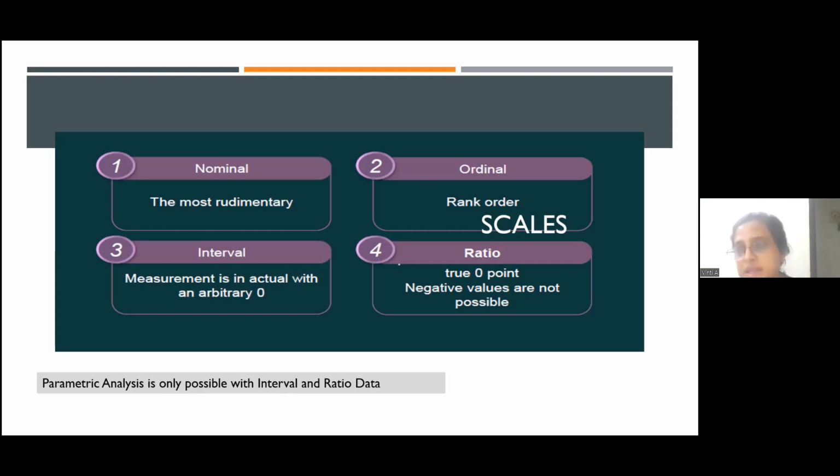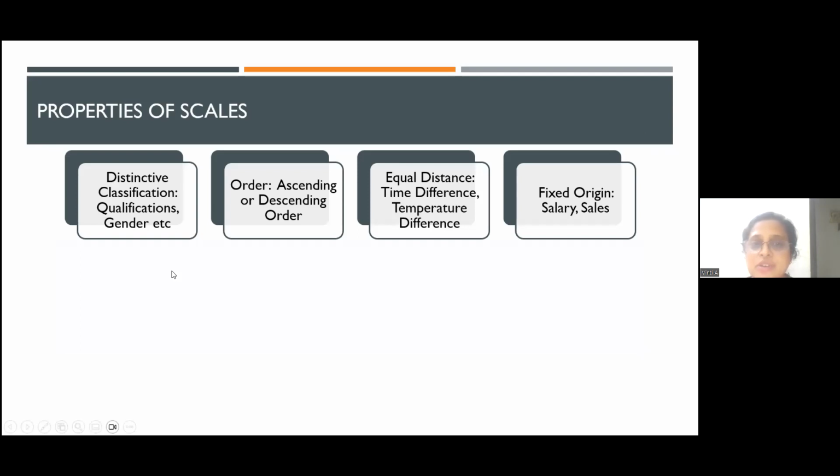If you are doing parametric analysis, for example, when you are doing distributions, and where you take a normal distribution, then you will be able to do it only with interval and ratio data. You cannot do that kind of analysis otherwise. So that is why it's all the more necessary for us to understand scales, because what kind of analysis and what kind of measurements we can use, we can only figure out depending on the nature of the variable. Okay, so it's important for us to understand the nature of the scale.